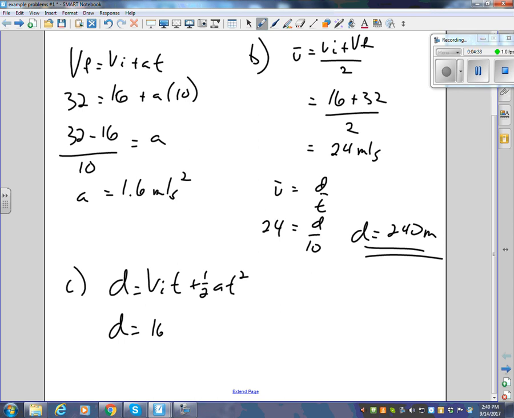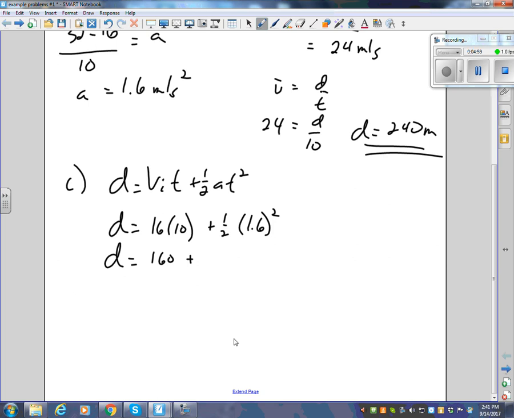So this is going to be 16 times 10 plus 1/2 our acceleration of 1.6 times t squared. And just for fun, I'm going to break that into 2 parts. I wouldn't normally do that, but I want to say something when I get to the end. So 1.6 squared, I don't think I can do that in my head. Maybe I can, hang on. Is it 2.56? Yes, it is. You're missing the 10.